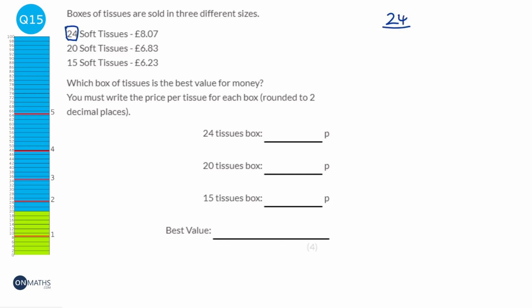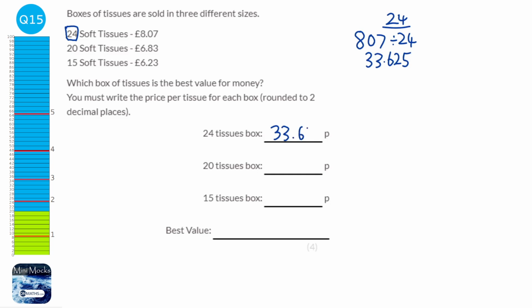And what I'm going to do is convert the money into pence, just to mean that we don't have as much decimal. And we're going to do 807. I'm going to divide by the 24 to find out the price of one tissue. So that is 33.625, and so I'm just going to round that to 33.63. I'm just going to round everything to 2 decimal places, which says in the question.